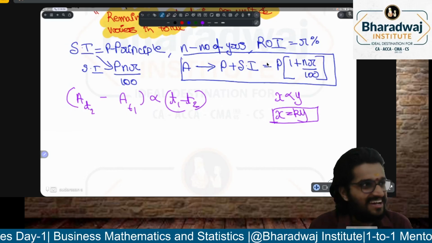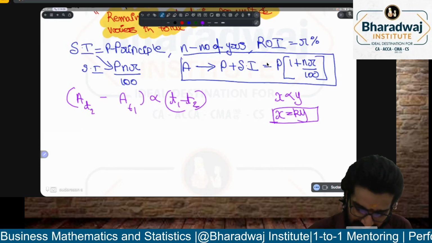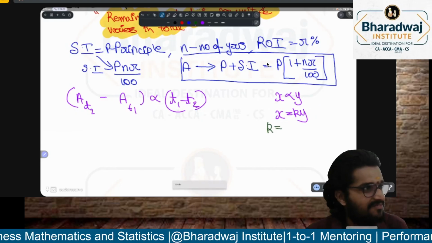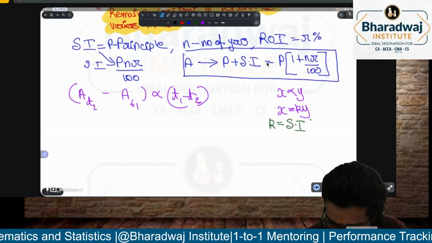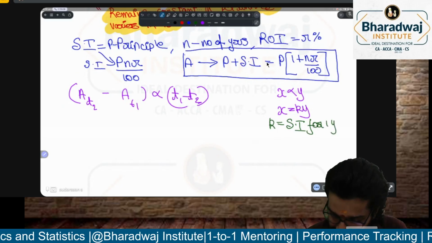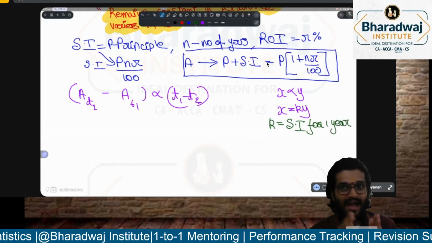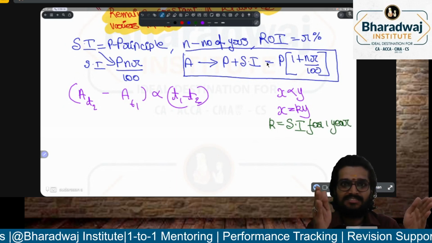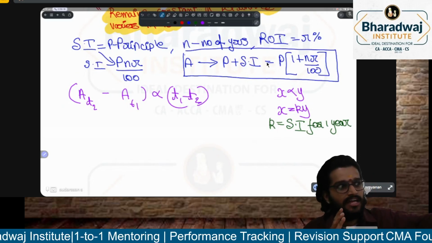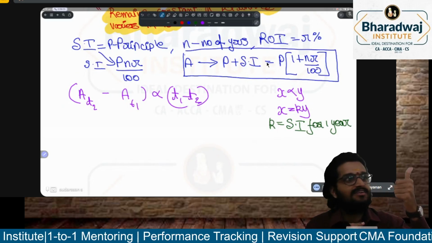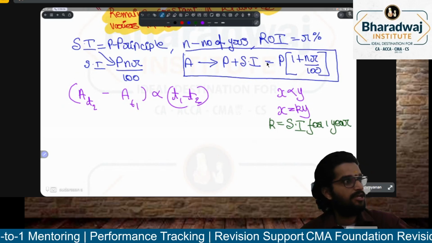Now, what is the proportionality constant here? Here, k is nothing but simple interest for 1 year. So, actually we are discussing what? Simple interest and compound interest. But we are taking the concepts, taking the help from ratio, proportion and variations. Yes or no? We are taking the help from ratio, proportions and variations.